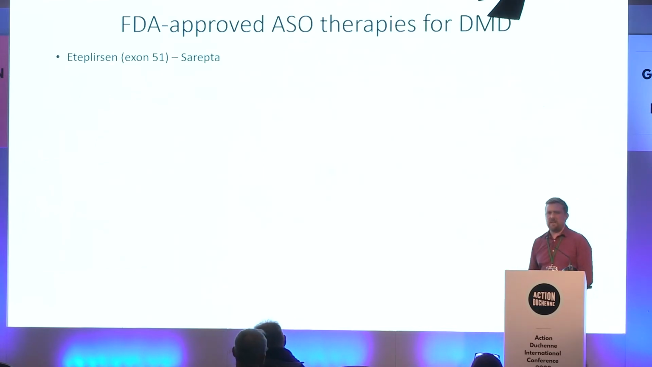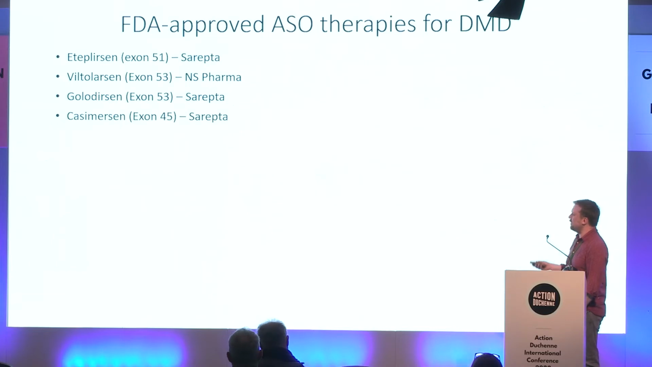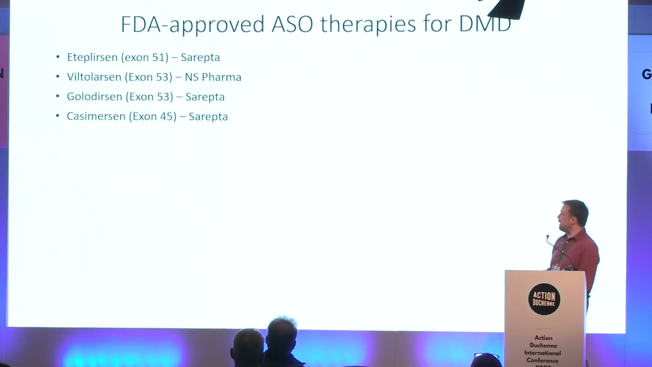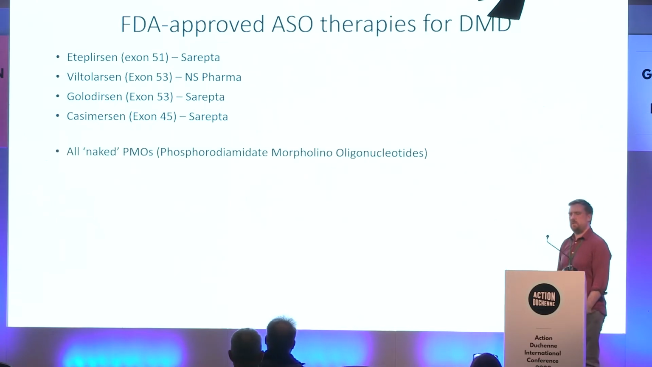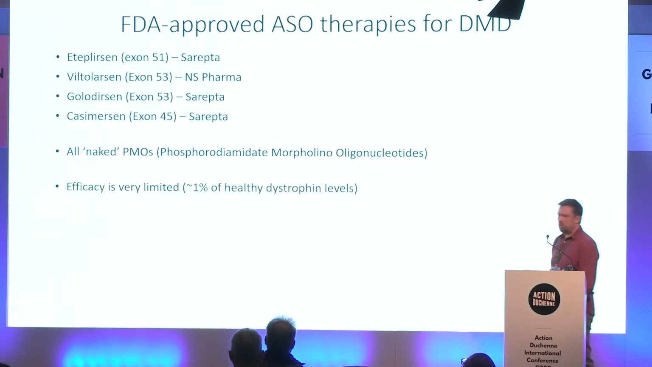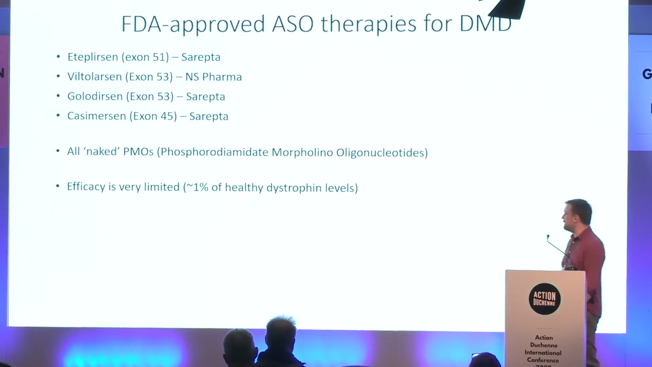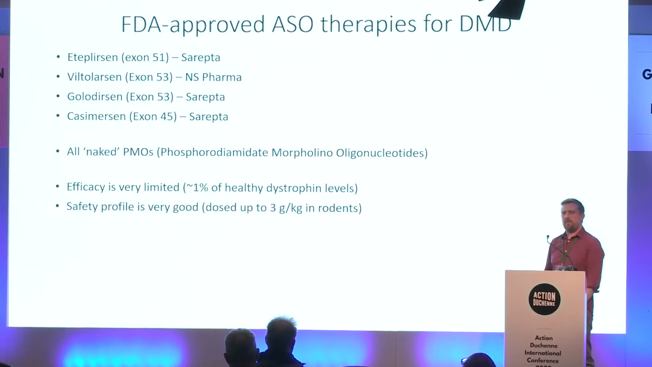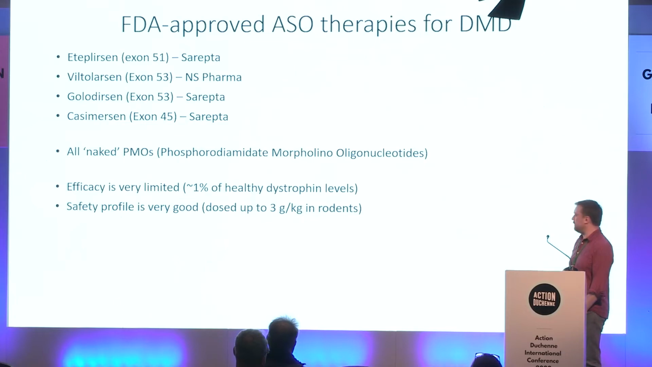So there are a number of FDA-approved therapies for DMD, and these are shown here. They target various exons, 51, 53, and 45 from two pharma companies. And these are all consisting of the same type of chemistry, which we call PMO, which stands for phosphorodiamidate morpholino oligonucleotide. Now, the key point is that the effectiveness of these drugs is very low, on the order of about 1% of healthy levels of dystrophin restored after treatment. But we do know that these drugs are very safe, and they can be dosed at quite astonishingly high doses in animal models.